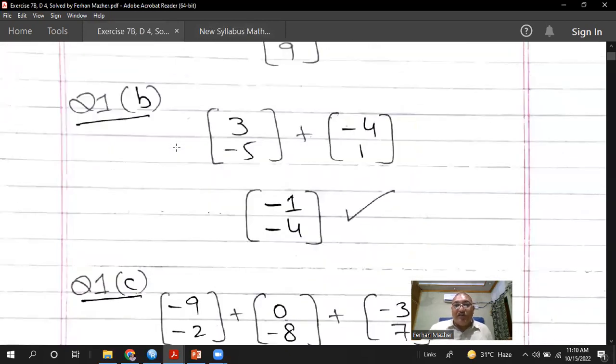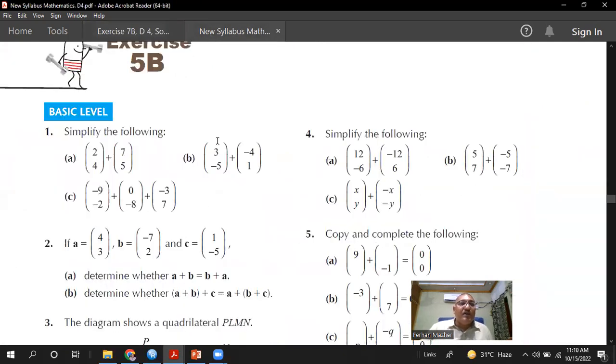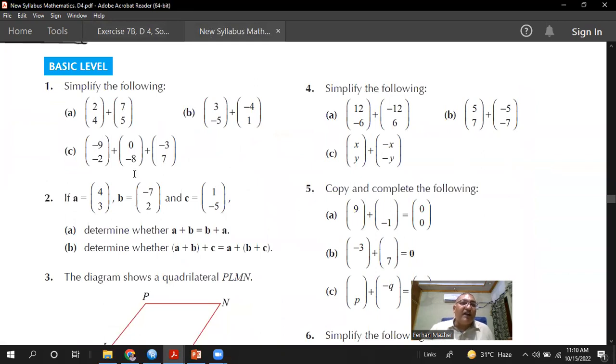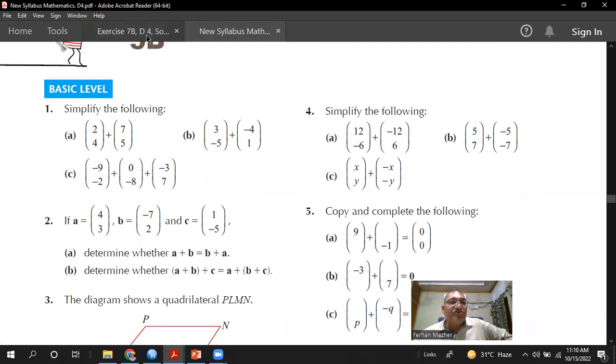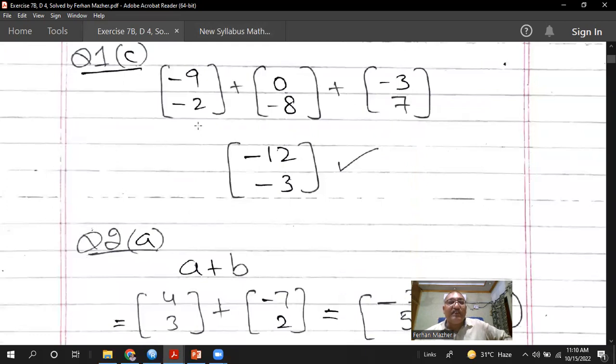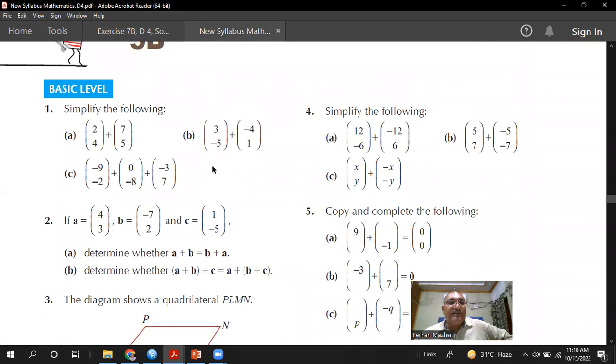Here on your screen, you can see that 3 minus 4 is minus 1, and minus 5 plus 1 is minus 4. Then in part C, we have three column vectors, and we will add all of them. All the x's will be added with each other, and all the y's with each other. So minus 9 plus 0 minus 3 is minus 12 upstairs, and downstairs minus 2 minus 8 is minus 10, and minus 10 plus 7 is minus 3. So it will be minus 12 and minus 3. That was question number one.